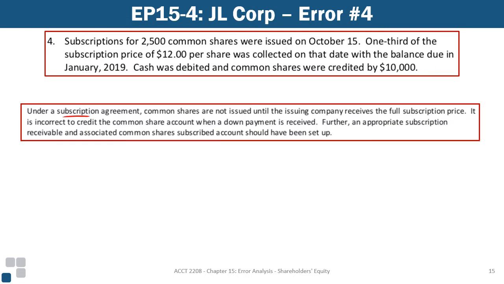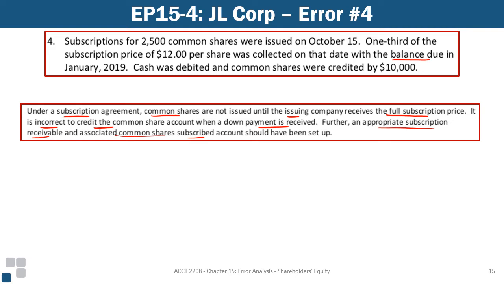Under a subscription agreement, right, you do not issue the common shares until the issuing company receives the full subscription. So in the case here, there's still a balance due in 2019. So until the subscription is finalized, common shares cannot be adjusted. So it's incorrect to credit the common share account when there was a down payment received. That 1/3 is basically a down payment. In addition, an appropriate subscription receivable and associated common share subscribed account should have been set up. So this all relates to the current year. There's no prior year adjustments.